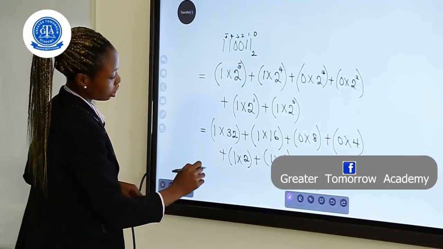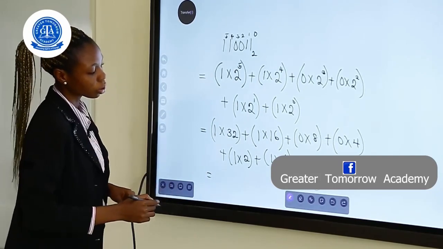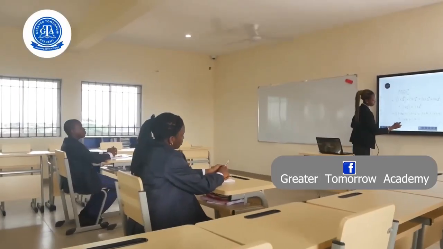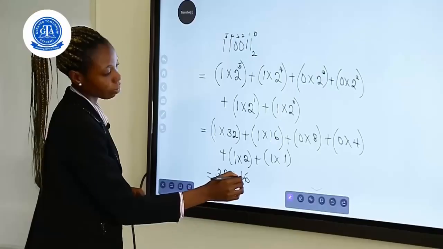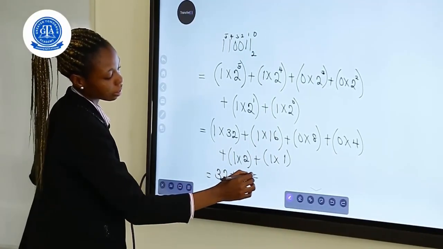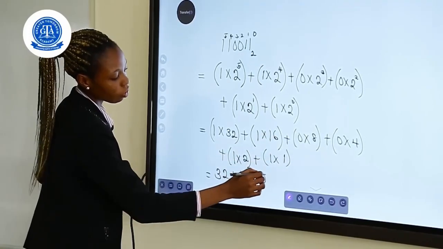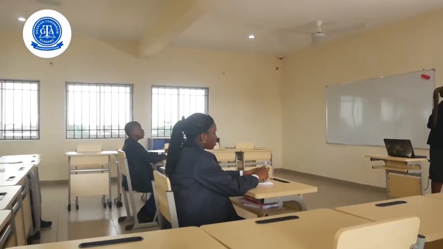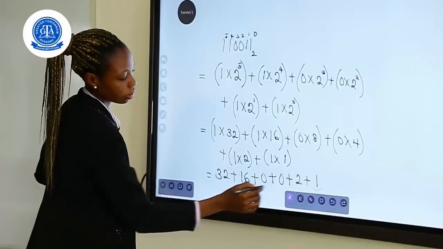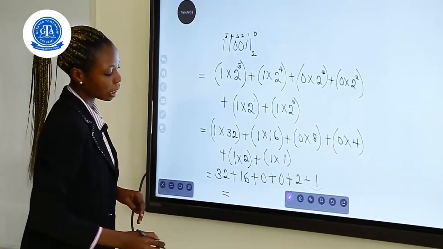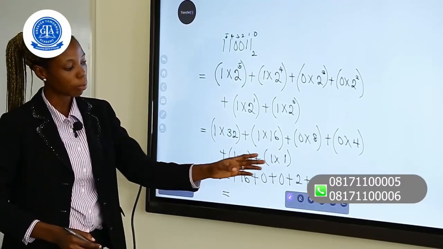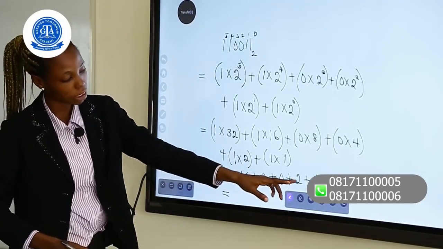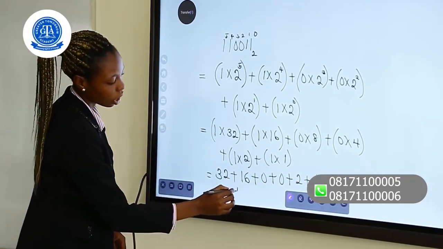So 1 times 32 is what? Plus 1 times 16. 0 times 8. 0 times 4. 1 times 2. And 1 times 1. Then we add 32 plus 16 is what? 48. Plus 2, 50, plus 1, 51.